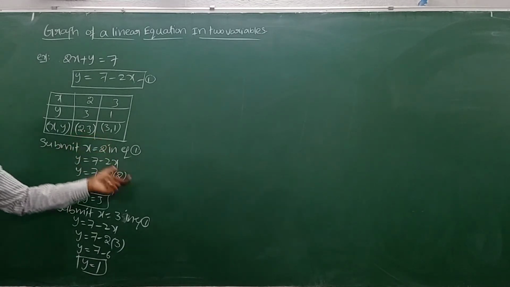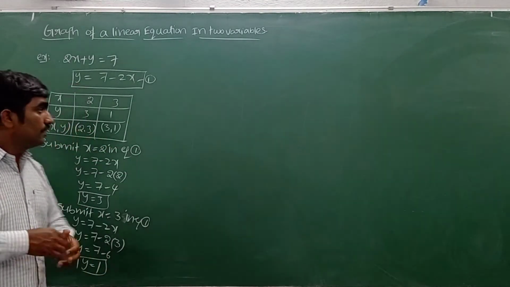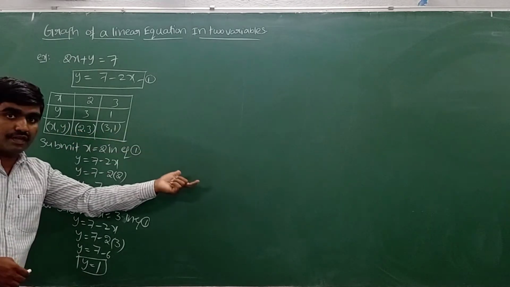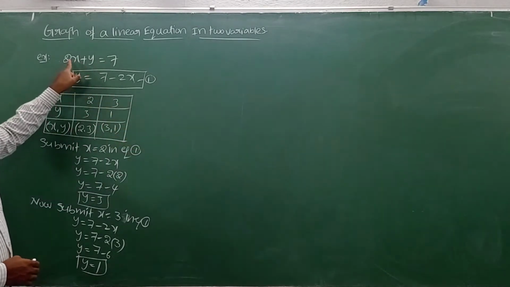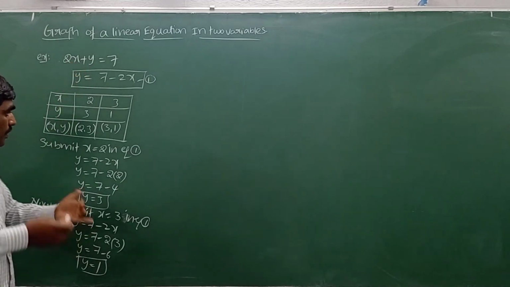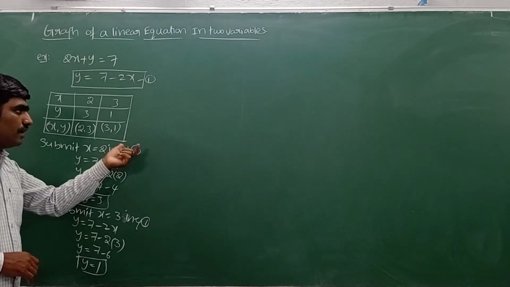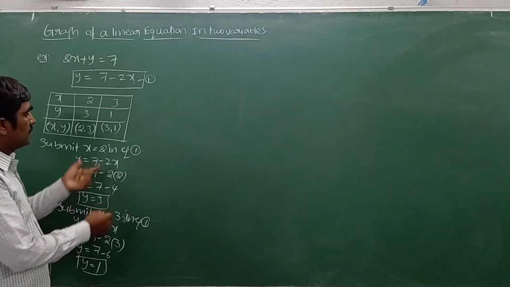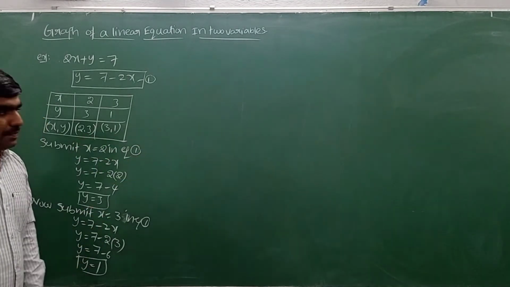Now we need to plot these on the graph paper. Sir, are two ordered pairs enough to draw the graph of this linear equation in two variables? If you find 2, 3, 4, 5, that is your wish. Now let us plot these 2 points on a graph paper.